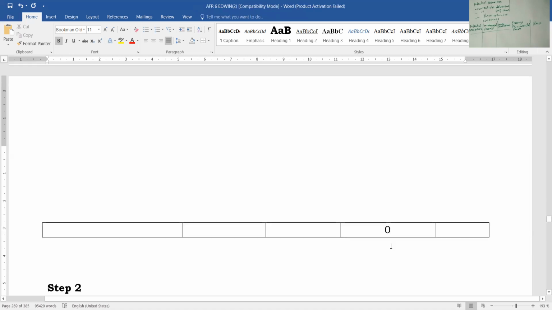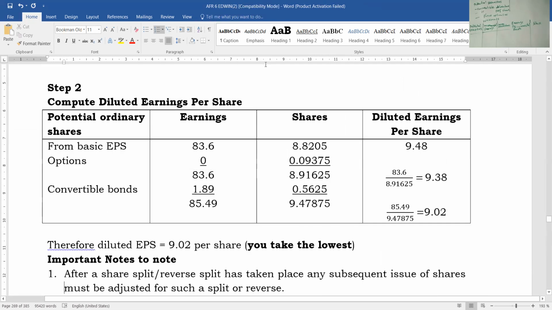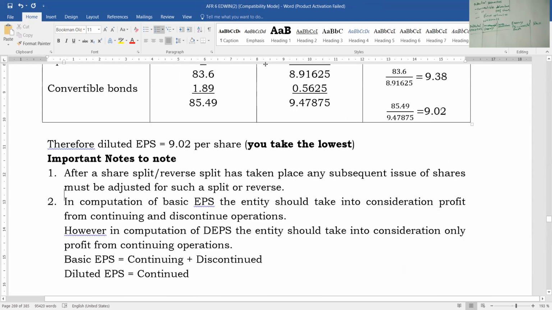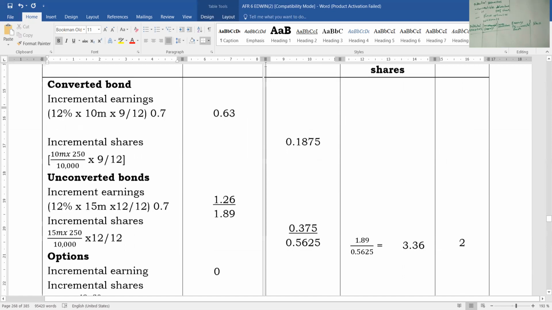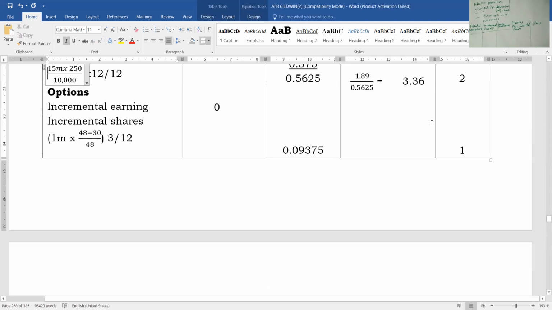So then you rank from the list. That is what we said. So compute the diluted earnings per share based on step 1 above. Before that, I said determine the order of rankings. The securities with the riskiest effect on basic earnings per share should be ranked first for the diluted earnings per share computation. So now you rank from the riskiest. Between 3.36 and the one we got 0, the one with 0 is the riskiest. So which means that the options will be number 1, then the bond will be number 2.